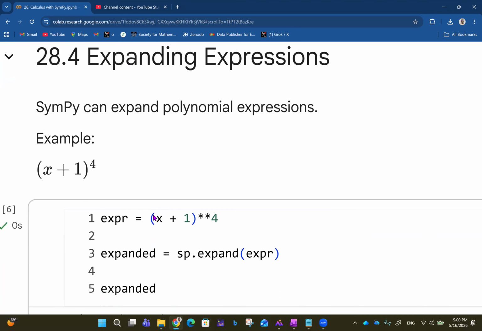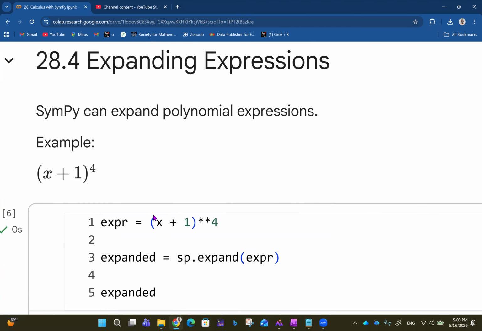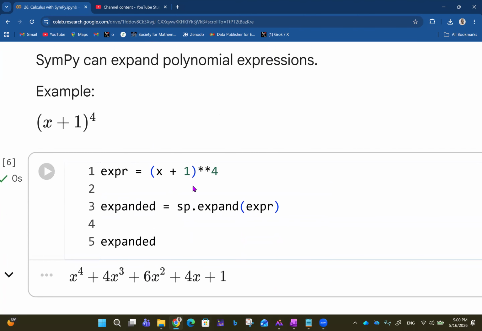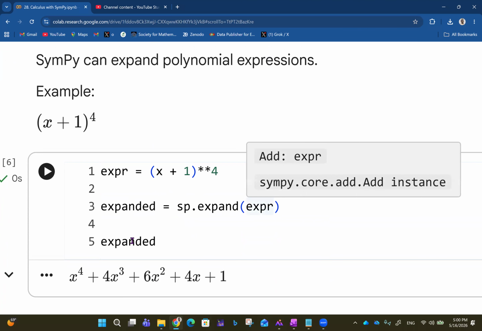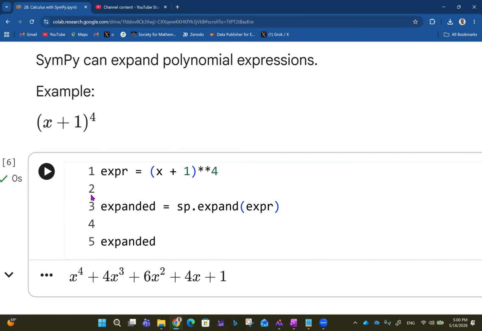Then you can expand expressions. We've seen this a couple of times. SymPy can expand polynomial expressions, for example x plus 1 raised to power 4. So you have the expression x plus 1 raised to power 4. In expanded form, you use sp.expand of expr. Expanded, now you have x raised to power 4 plus 4x raised to power 3 plus 6x raised to power 2 plus 4x plus 1.